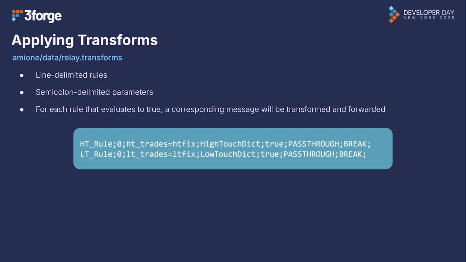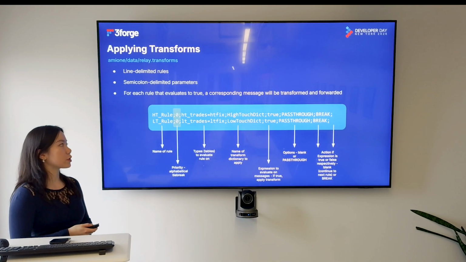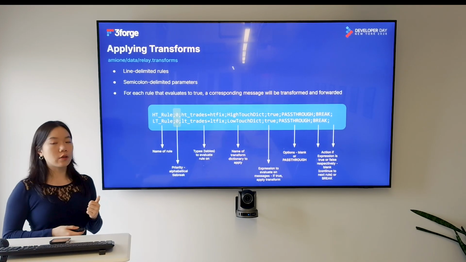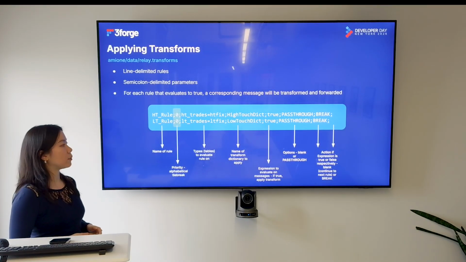The relay.transforms file defines when you want to apply relay transforms. So this is a series of line-delimited rules, and each rule has 8 different parameters that are delimited by semicolons. The first parameter is just your name of the rule, and then you have priority. This is similar to trigger priority, where the lowest number will execute first, and then any ties are broken alphabetically.